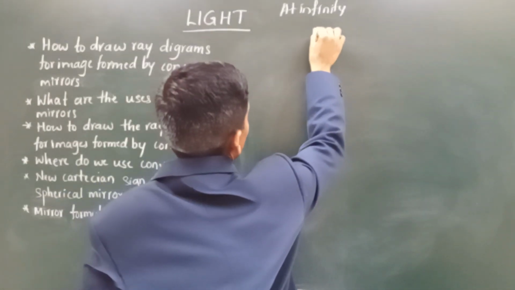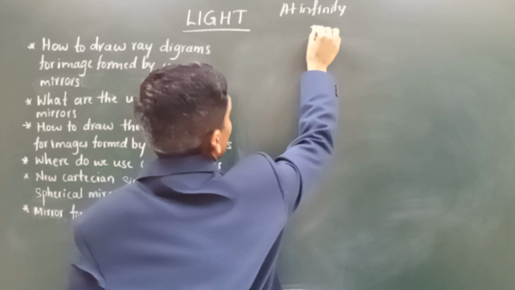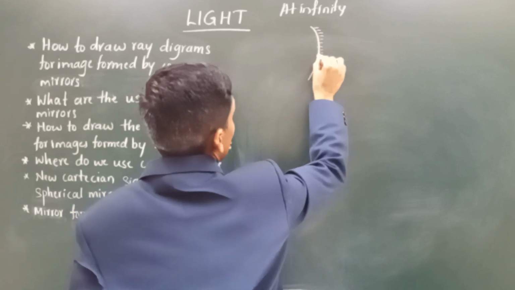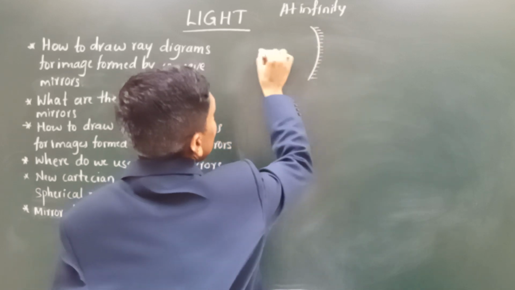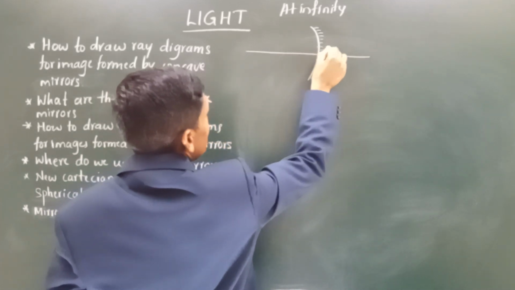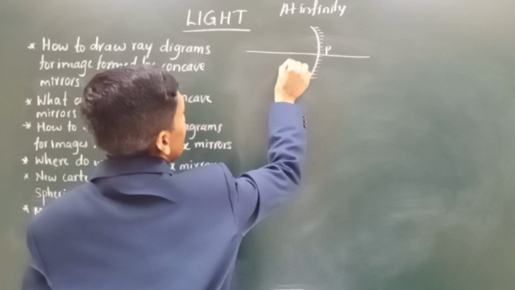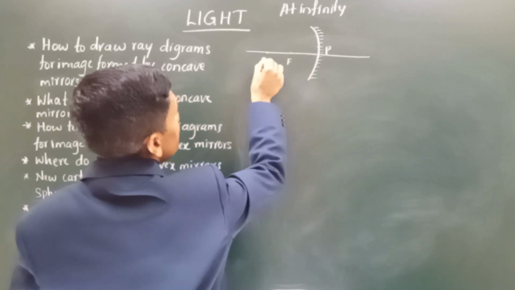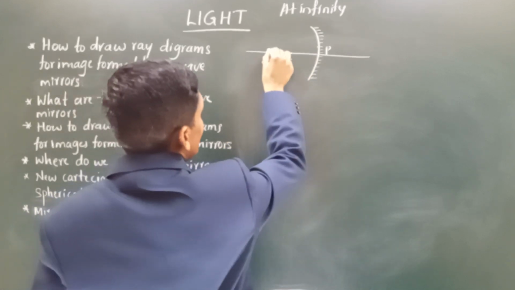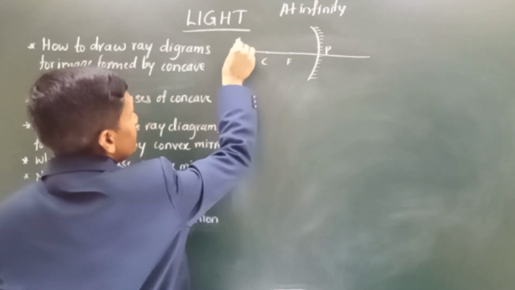Let us take the first one. You need to consider a concave mirror. Show one side as a rough surface. Draw a principal axis. This is the pole of the mirror. This is the principal focus. This will be the center of curvature, right? Now the object has to be considered at infinity.